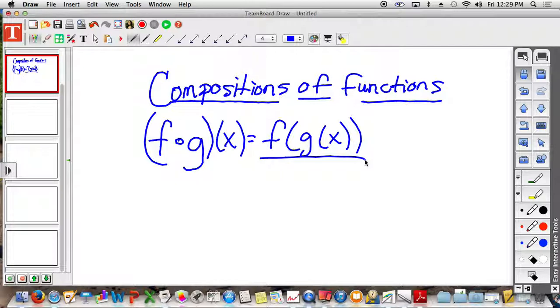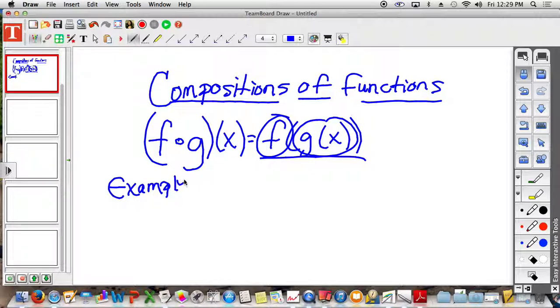I will show you with examples in just a minute, but what we're going to do is evaluate G of X, and we're going to get an answer for it. And then we're going to take that answer and plug it into F of X. I think that the best way to explain this to you is to give you an example. So let's go to an example.